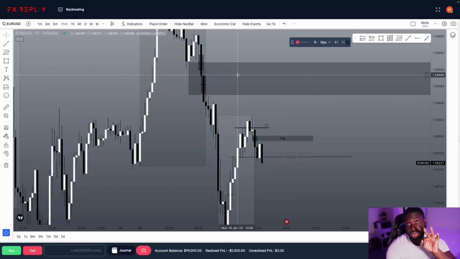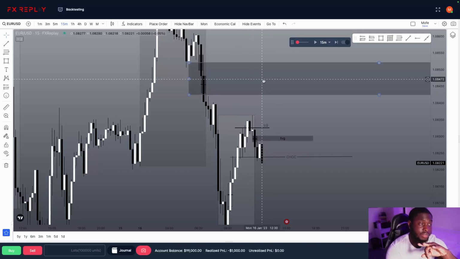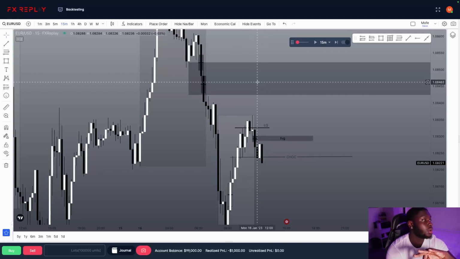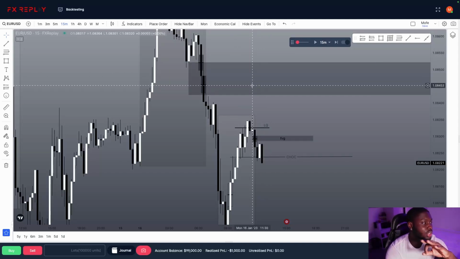I don't know what the result is going to be, but that would be something you draw into your analysis or your reflection on your trade. The fact that you could have waited for price to get into this fair value gap before you took your sell. But for the sake of this example, I am just going to take the sell, but this would be how you'd reflect on your trading.